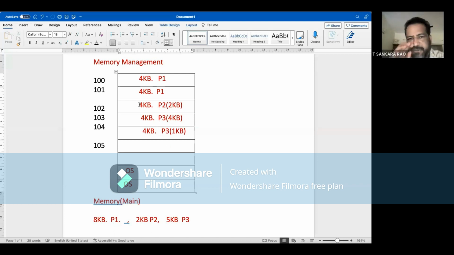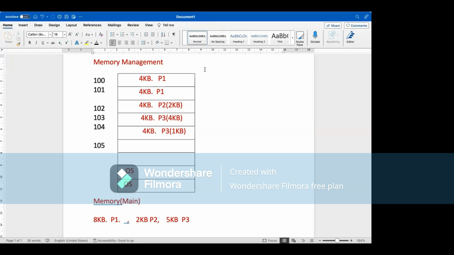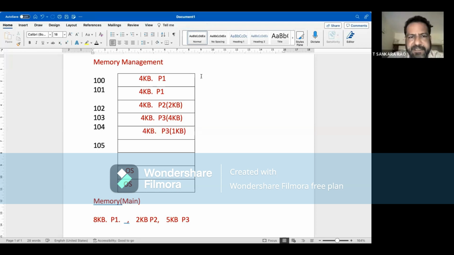So can you suggest any solution for this? Why is this happening? Because all the partitions are of fixed size. How do we overcome this? So what is the opposite of fixed? What is the opposite of constant? Dynamic, or variable. Okay, variable.